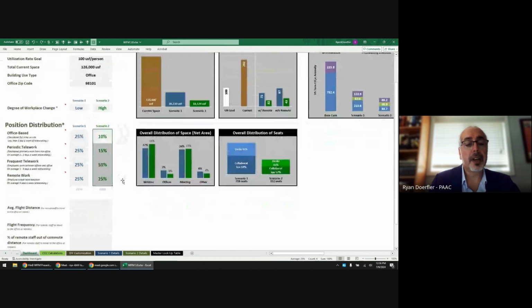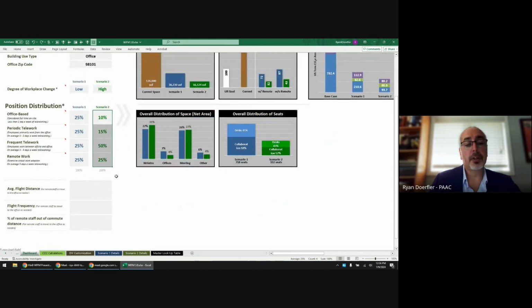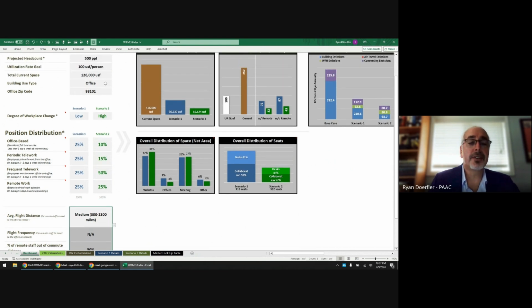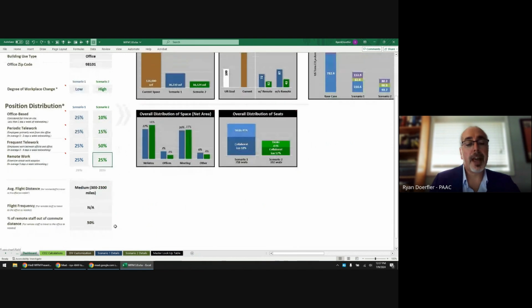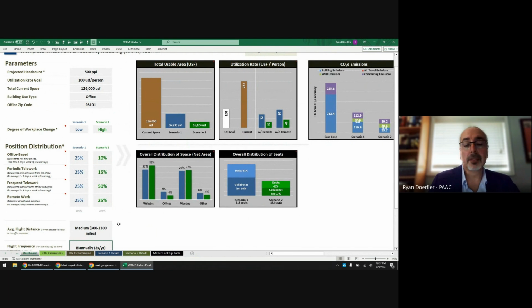And then scrolling down, what we're going to do is we're going to add in for the remote workers. You can also add in a little bit more nuance as far as to whatever extent, let's say they're traveling. The zip code here is downtown Seattle. So let's say this is a regional office, and of the 25% of personnel, maybe half of them do need to travel to other parts of the region. But let's make their flight frequency, if I can get the cursor to work, let's make it every now and then, so twice a year.